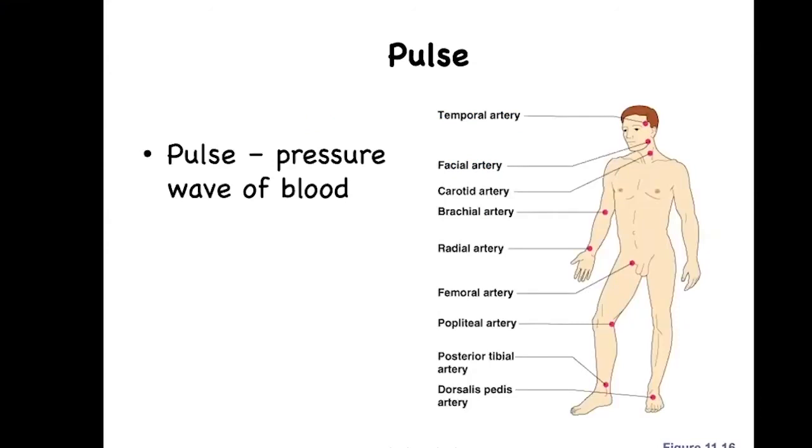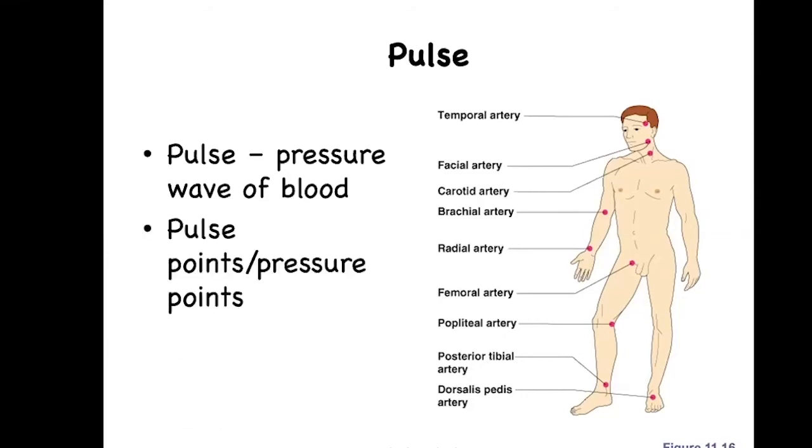The pulse that you measure is actually a pressure wave of blood. As I mentioned before, when blood is being ejected from the ventricles, the arteries attached to the heart expand to accommodate the blood. During diastole, those arteries recoil as the blood continues forward. That is your pulse. The areas where you can measure the pulse more easily are your pulse points or pressure points, and I have some of them illustrated here.